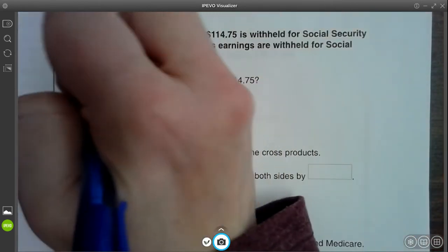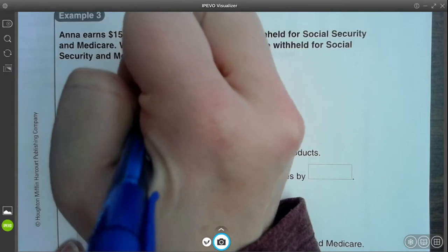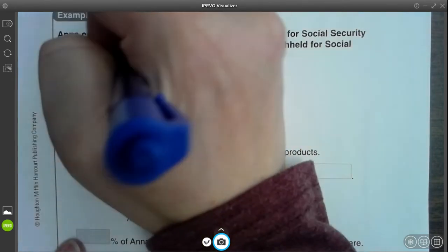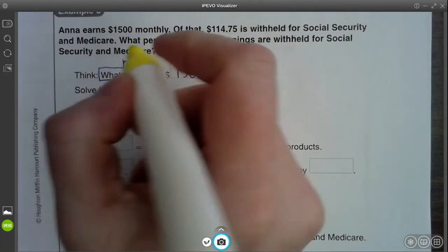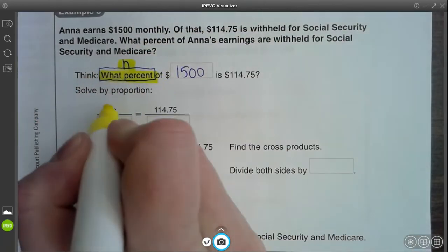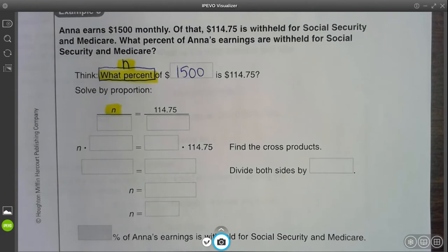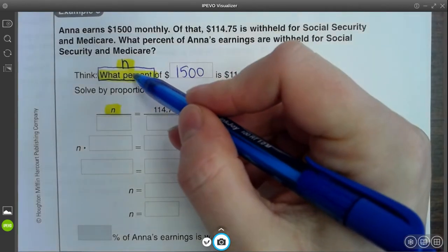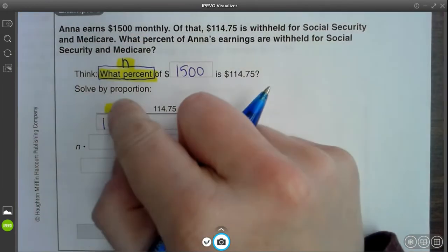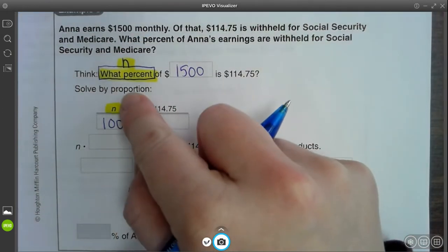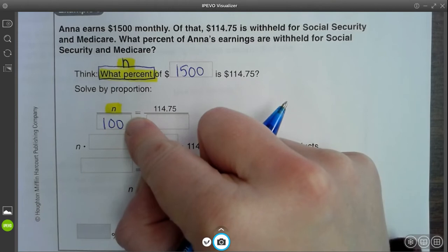When we say what percent, we don't know what the value is, so that's going to be our variable n. So that's n. We can solve this by proportion. Now, percents are always out of 100. 100 is a whole percent. So when we're trying to figure out a percent, we can write n over 100.